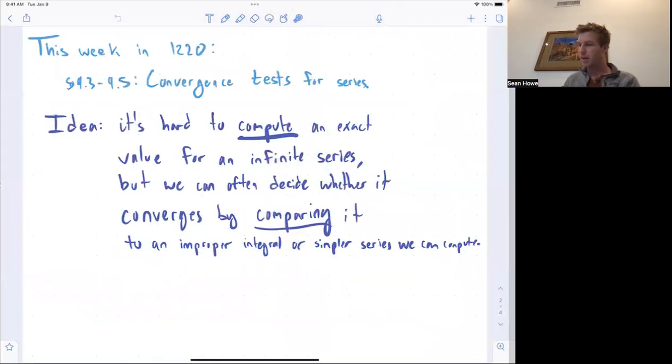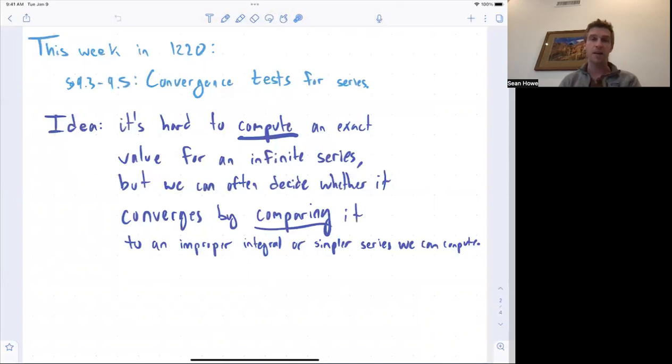Okay, so this week in 1220, we're doing convergence tests for series. So that's sections 9.3 to 9.5. And again, the idea here is that in most cases, it's actually hard to compute an exact value for an infinite series. So instead of trying to compute the exact value for this infinite series, mostly what we're concerned with is just whether it converges or not. So whether it converges or diverges.